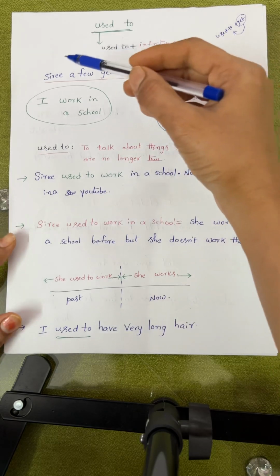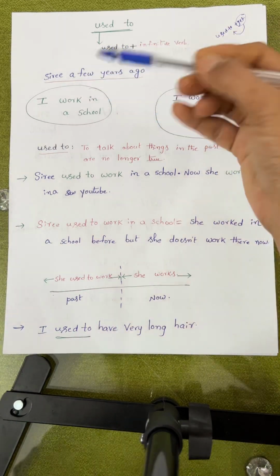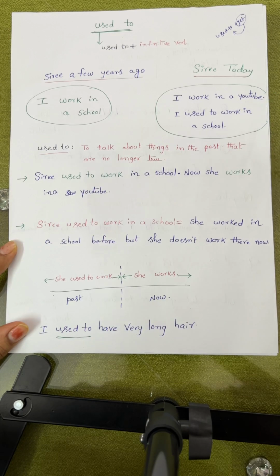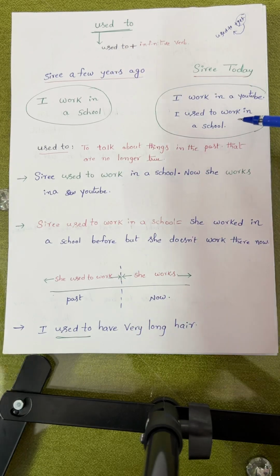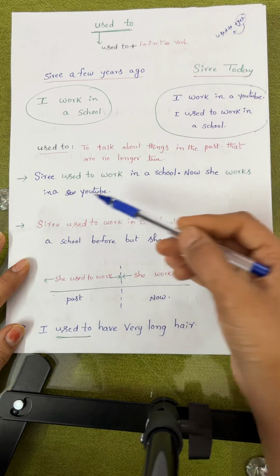Look here, consider this example. Shiri a few years ago was working in a school. At present she is working in YouTube. Suppose if anybody asks what are you doing, Shiri can reply like this: I work in YouTube, I used to work in a school. Shiri used to work in a school, now she works in YouTube.